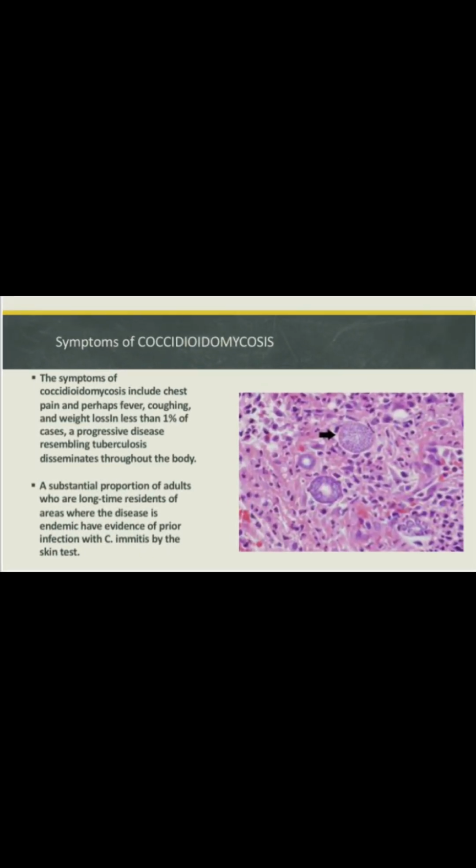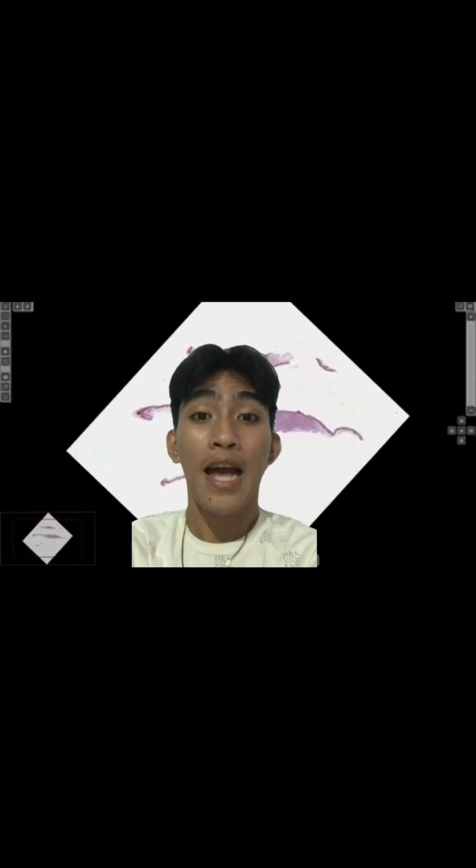Symptoms of coccidioidomycosis include chest pain and perhaps fever, coughing, and weight loss. In less than 1% of cases, a progressive disease resembling tuberculosis disseminates throughout the body. A substantial proportion of adults who are long-time residents of areas where the disease is endemic have evidence of prior infection with C. immitis by the skin test.